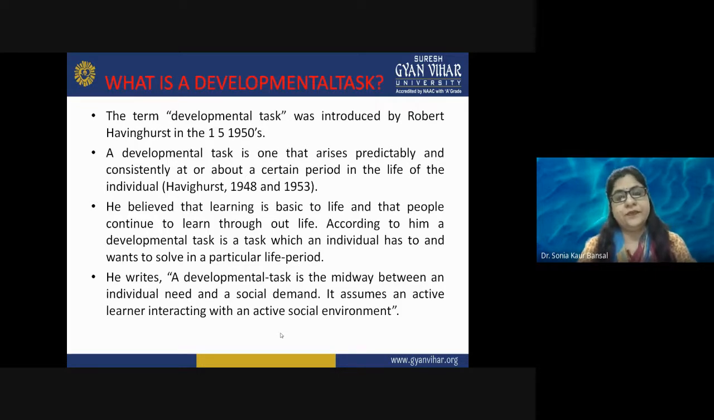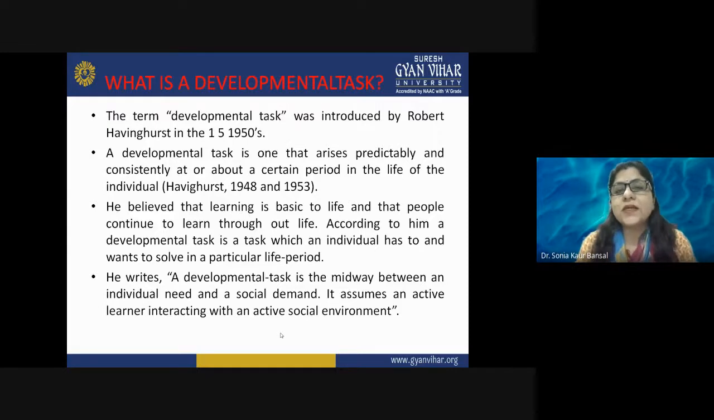He believed that learning is basic to life. Every human being learns, but how, in what way, and in what stages, and that people continue to learn throughout life. So according to Havighurst, a developmental task is a task which an individual has to and wants to solve in a particular life period. Moreover, Havighurst writes in his work that a developmental task is midway between an individual need and a society demand. So it assumes an active learner interacting with an active social environment as well.